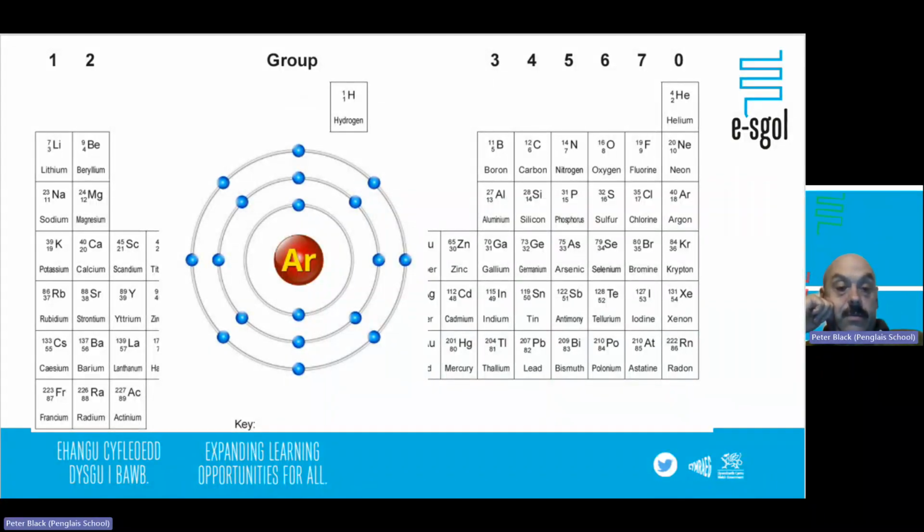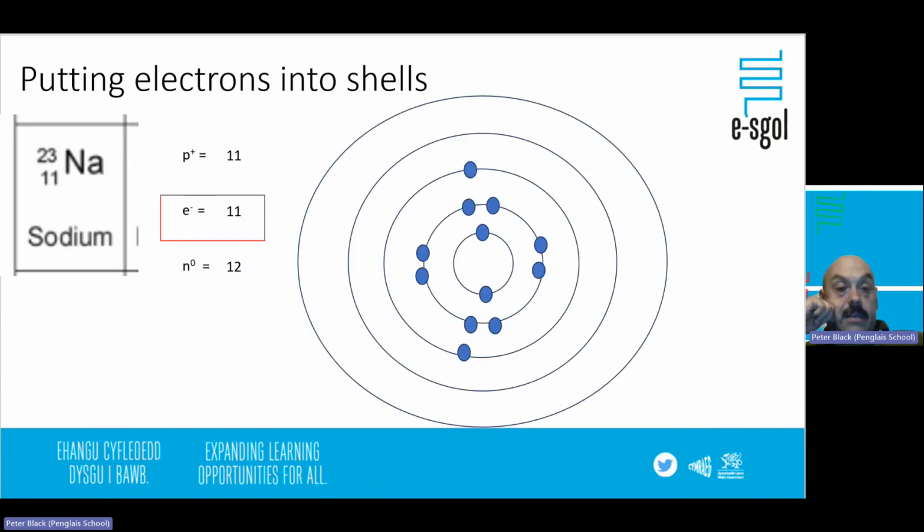Now I'm just going to go back to another slide, if you bear with me a second. Let's look at this element here. This was our sodium, okay? So let's look at where sodium is in the periodic table. It's in group 1, and it's in period 3, okay? Let's see if we've got any more we could look at.